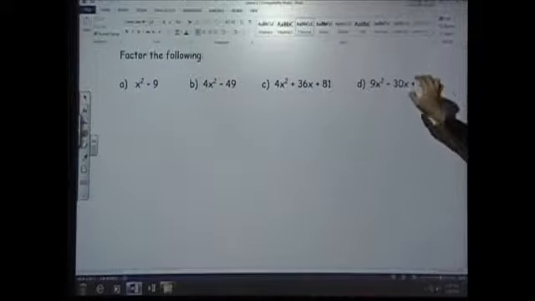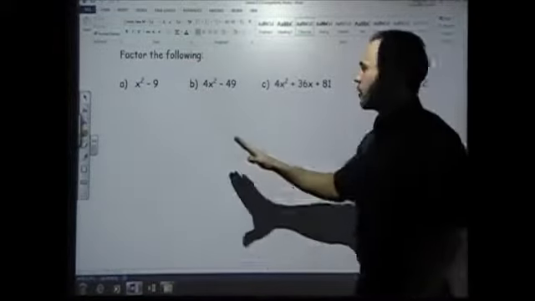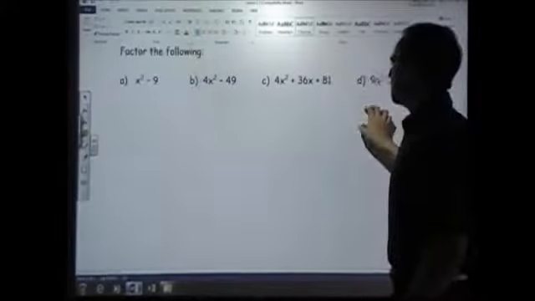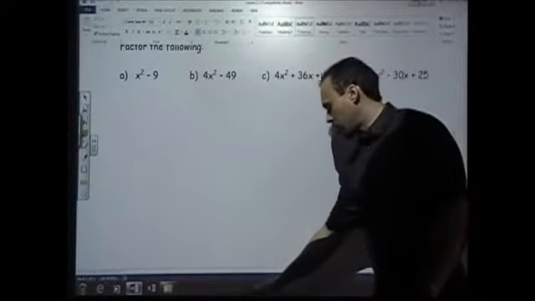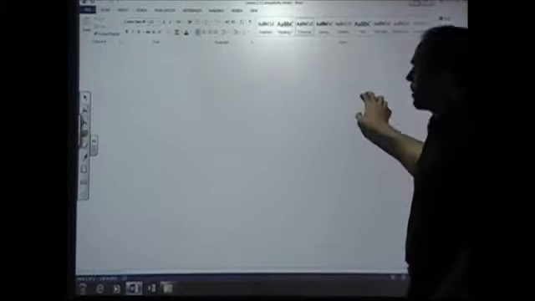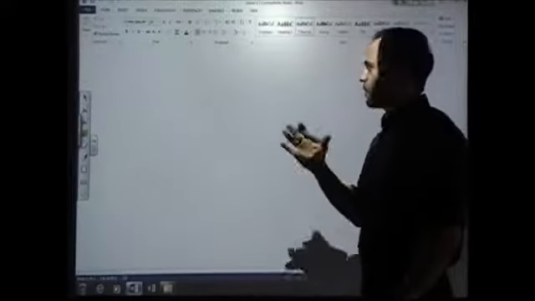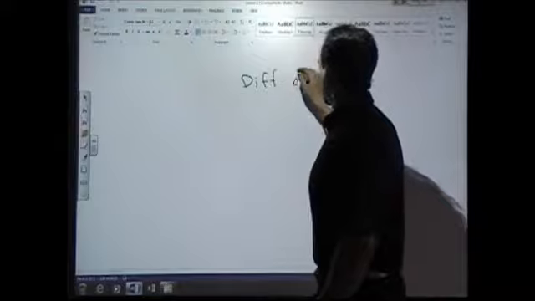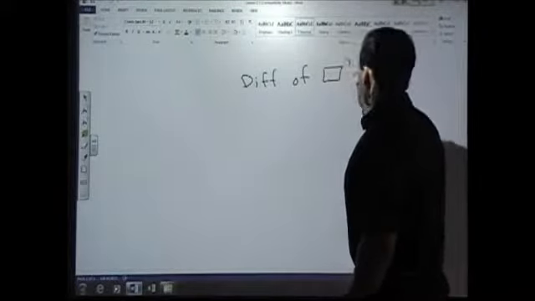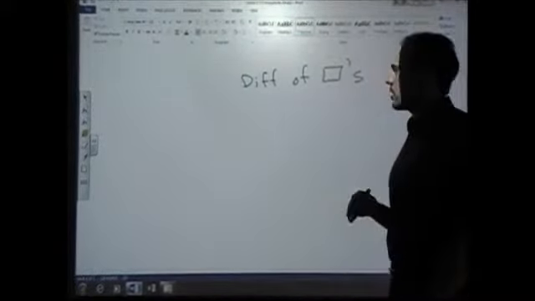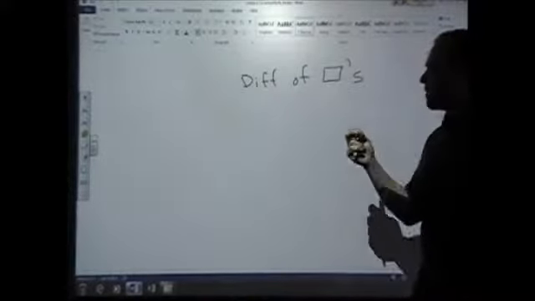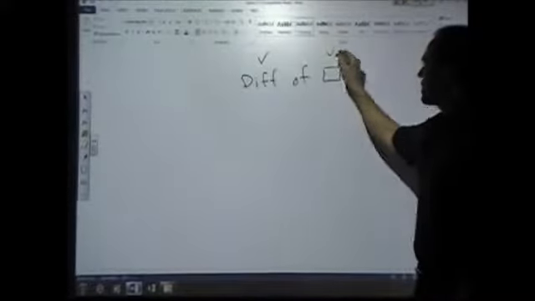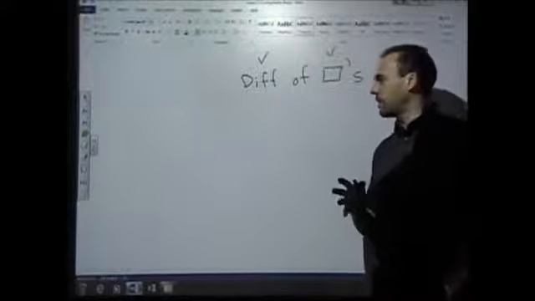If you forgot special products, you definitely forgot these things. You have to understand special products. So I'll pull up a blank screen here. The first special product was a difference of squares. Now, a difference of squares, number one, has to be a difference. And number two, the numbers have to be perfect squares.